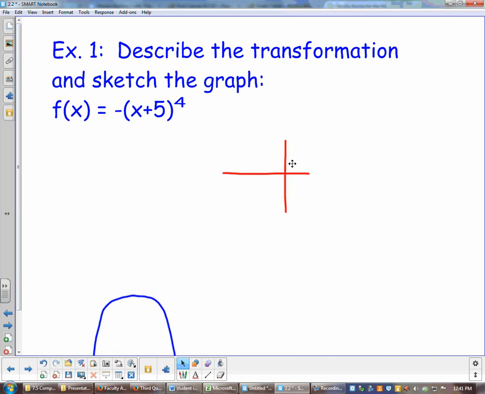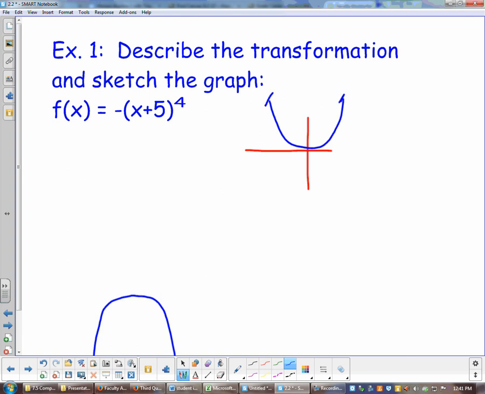Okay, so, excuse me. So if you're going to describe the transformation and sketch the graph of opposite of x plus 5 to the fourth, you know that the parent function that you just saw on your calculator looks something like this, kind of wider, flatter, like this, right?